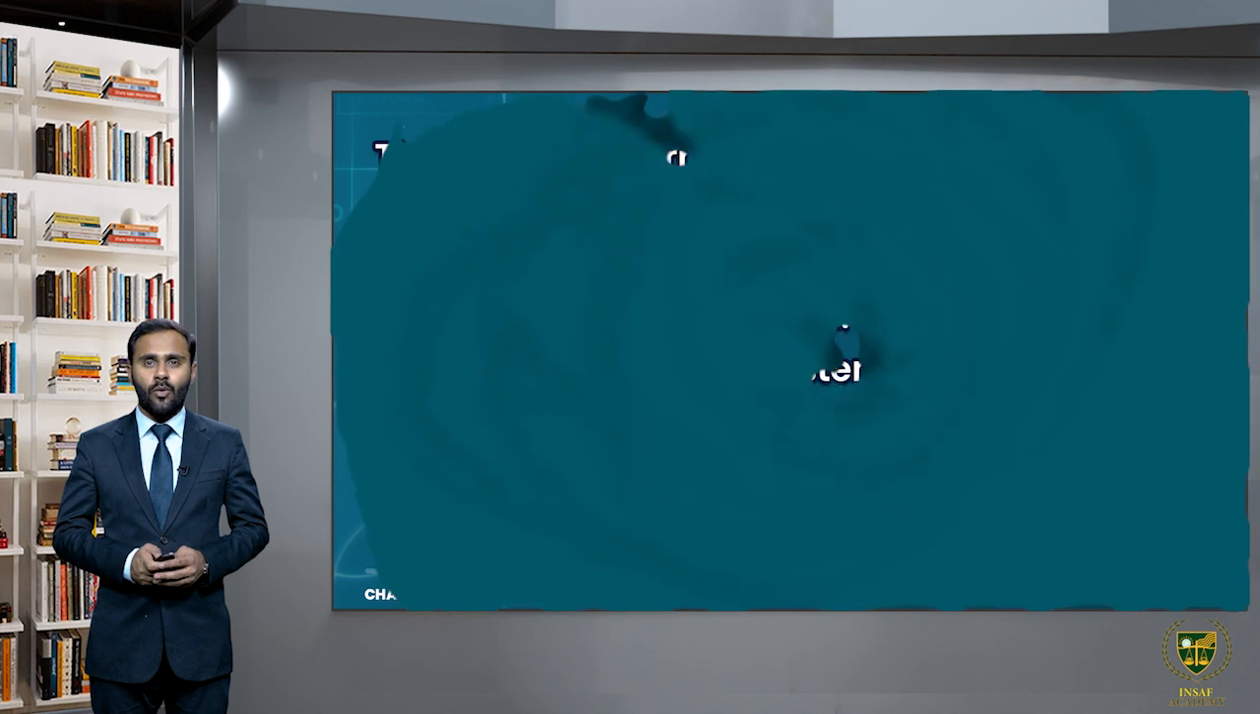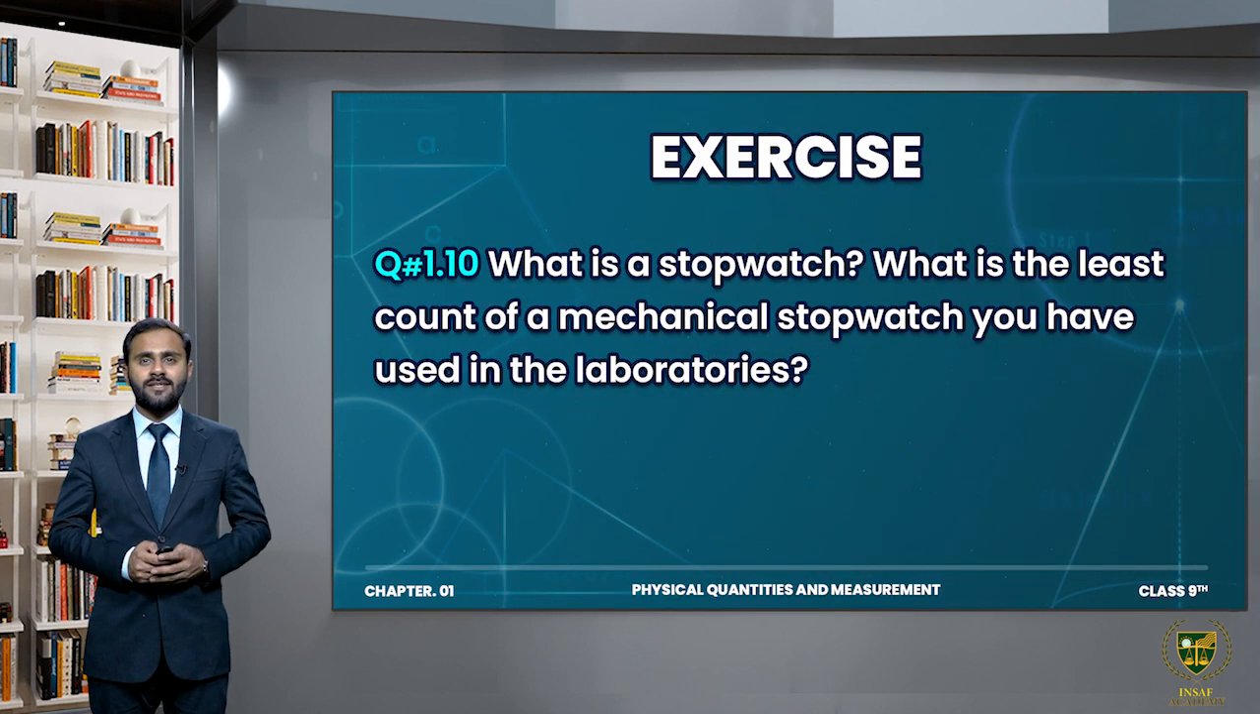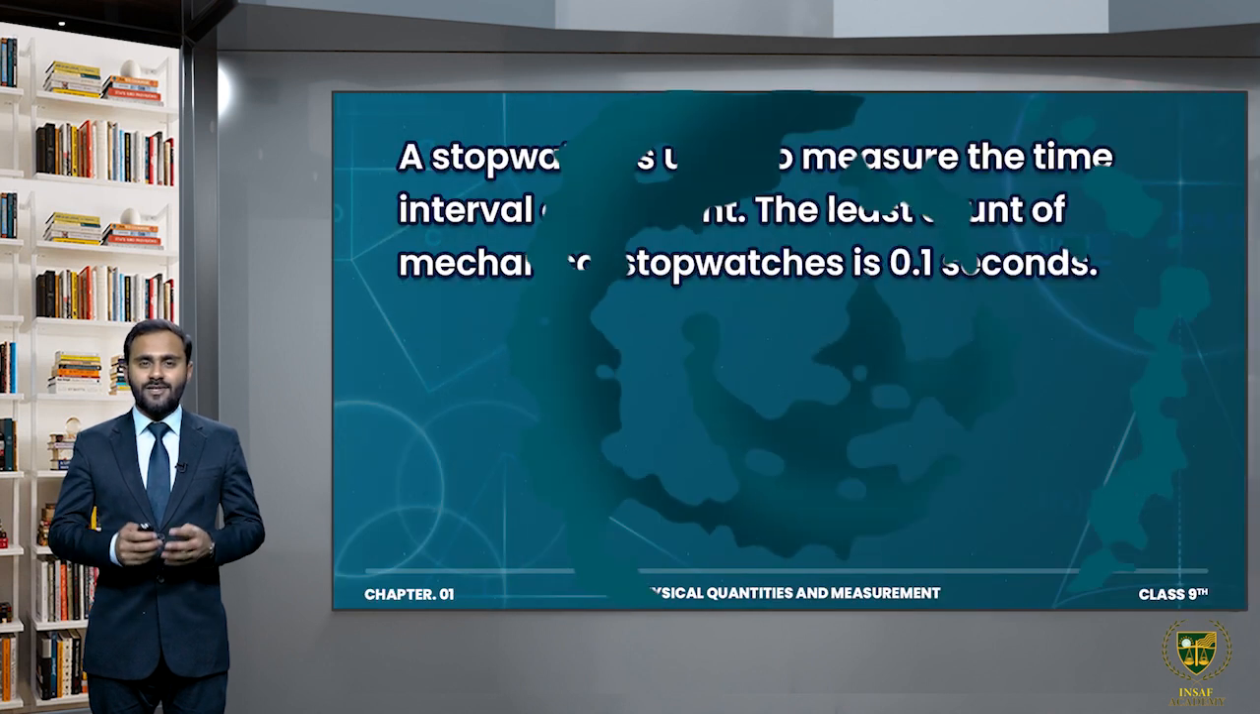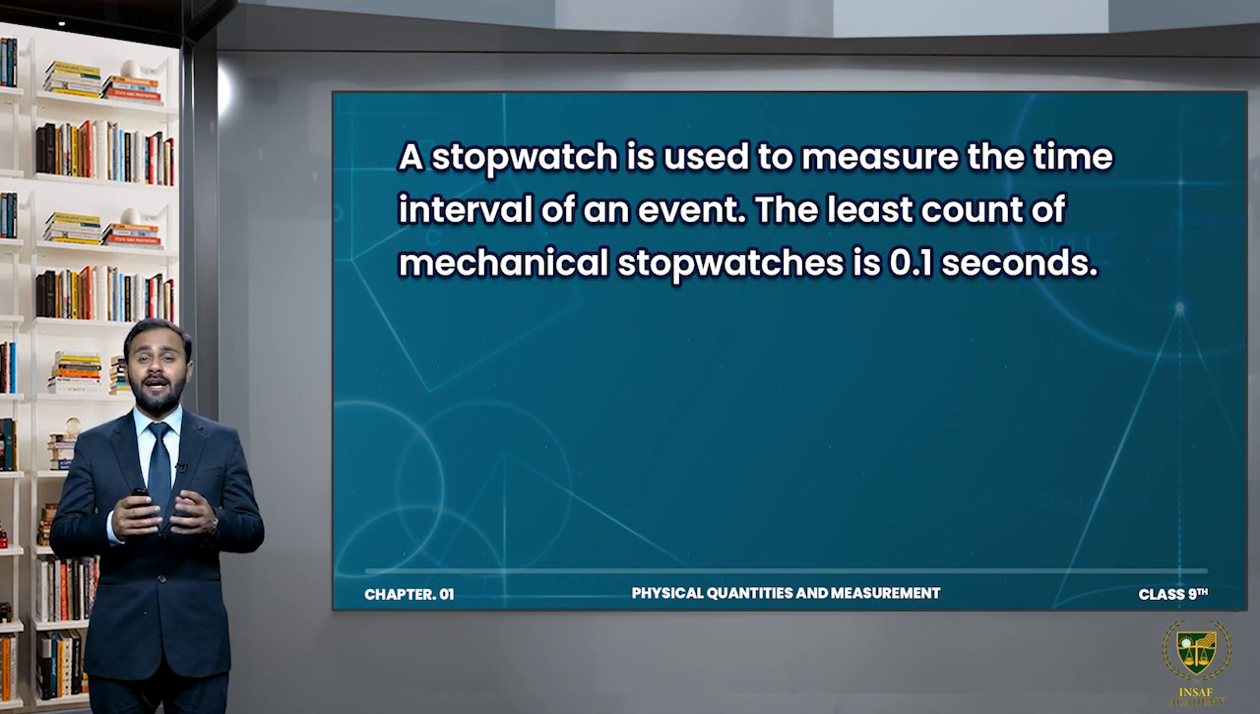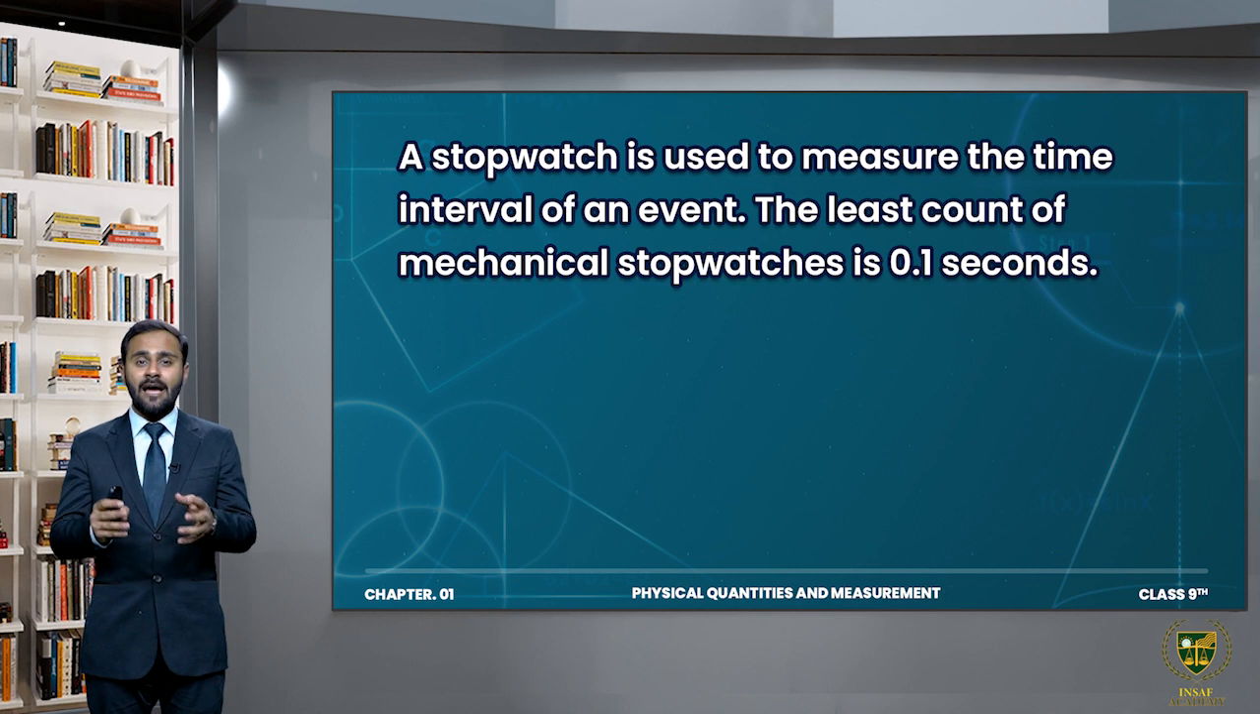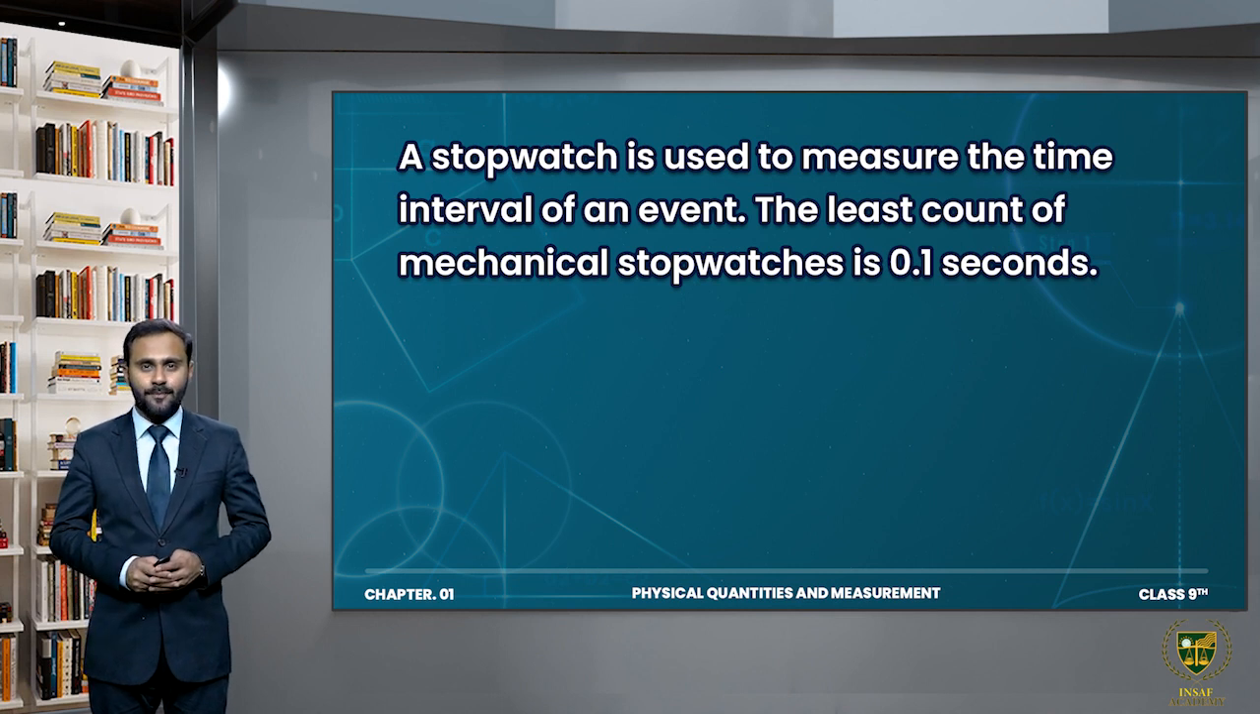Now question number 1.10, what is a stopwatch? And what is the least count of a mechanical stopwatch we use in the laboratory? So, what is stopwatch? A stopwatch is used to measure the time interval of an event. So, stopwatch hum istemal karte hain kisi bhi event ka time interval find out karne ke liye. Aur mechanical stopwatch ka least count hai 0.1 second.